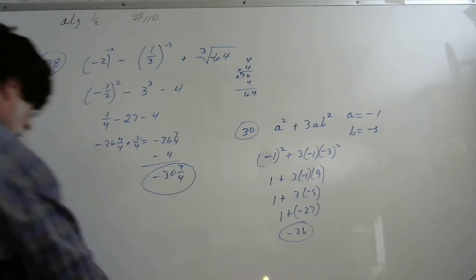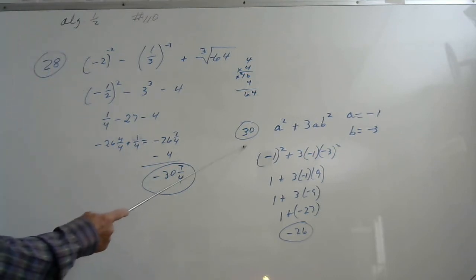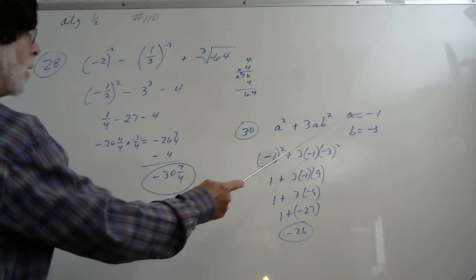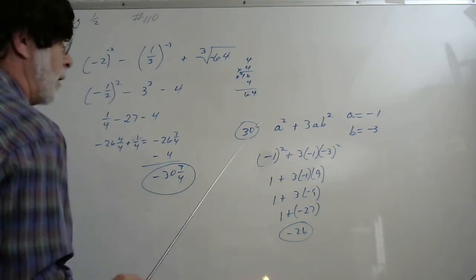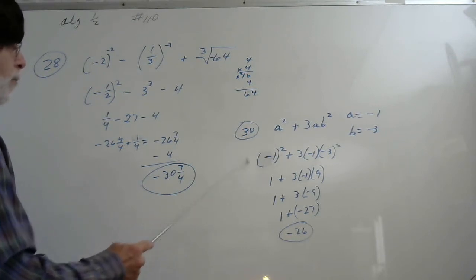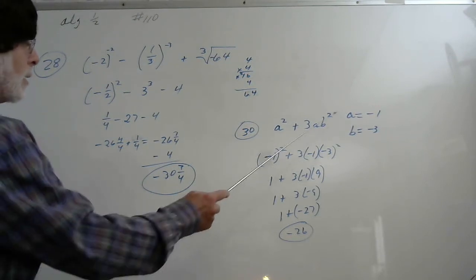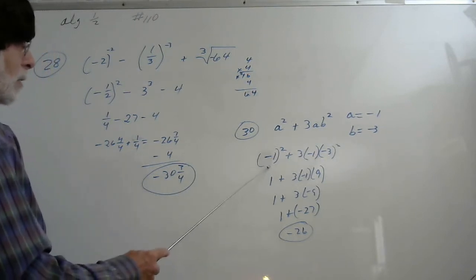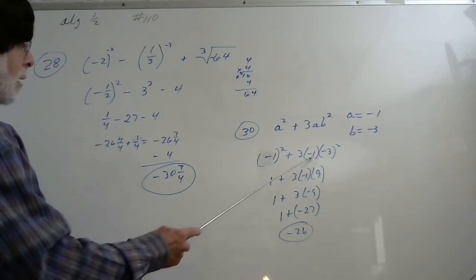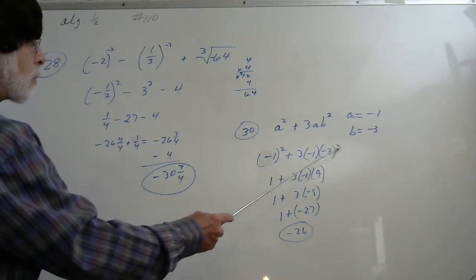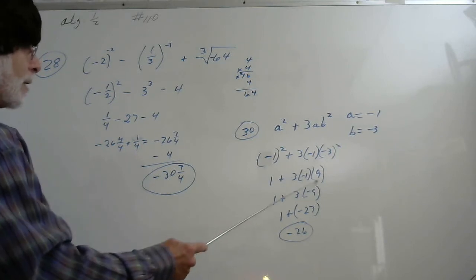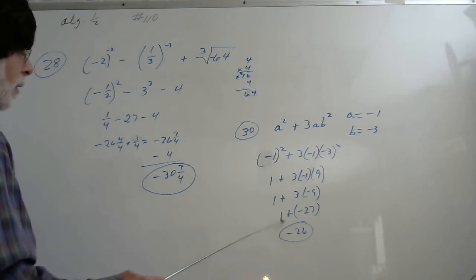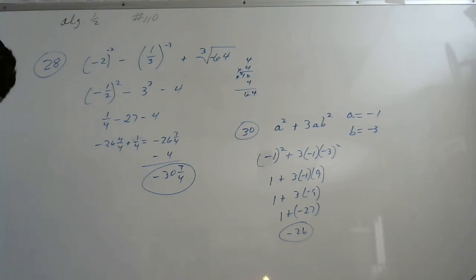It really does help. Okay, number 30 was the last one in this lesson I wanted to go through. The original problem, a squared plus 3ab squared, and a is negative 1, b is negative 3. Plug in negative 1. Make sure you have parentheses, squared, plus 3 times negative 1 times negative 3 to the second power. Well, negative 1 times negative 1 is 1. 3, negative 1. Negative 3 squared is a negative 3 times a negative 3 is 9. 9 times negative 1 is negative 9 times 3 is a negative 27. Plus 1, and my answer is negative 26.